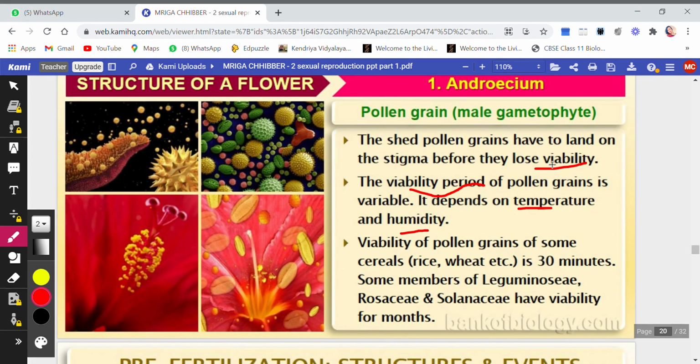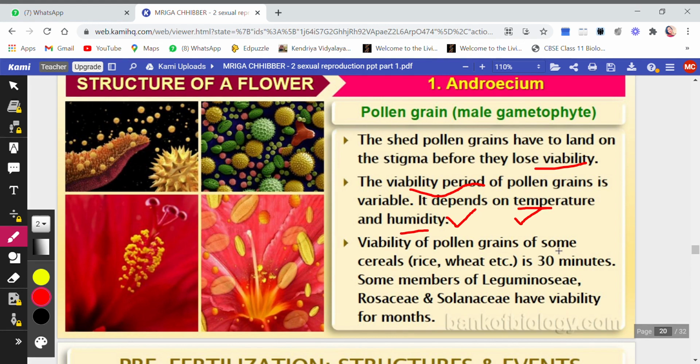Now the shed pollen grain has to land on the stigma before it loses viability. So there is very little time, and this time varies in different kinds of species. In some the viability is 24 hours, in some the viability is 30 minutes, and in some it is a matter of days. So that depends. So the viability period of pollen grain is variable. It depends on temperature and humidity also.